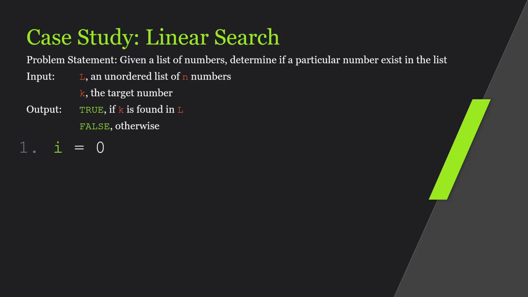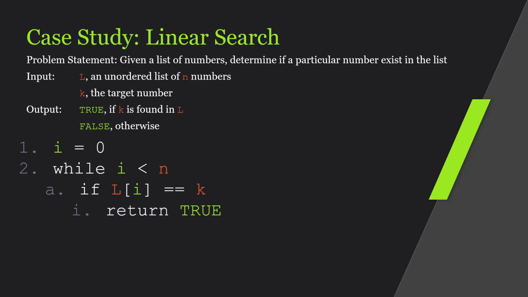While i is less than n, so basically we're going from 0 to the end of the list, we're going to keep looping until we've checked every number. And so if L at i, if at that location in the list it's equal to k, we want to return true. Else, we want to increase our pointer or counter to the next element in the list, and we keep going. Then if we make it to the end of the list without returning true, we know that we can return false. So this is linear search.